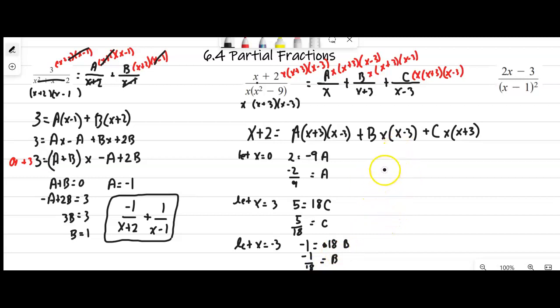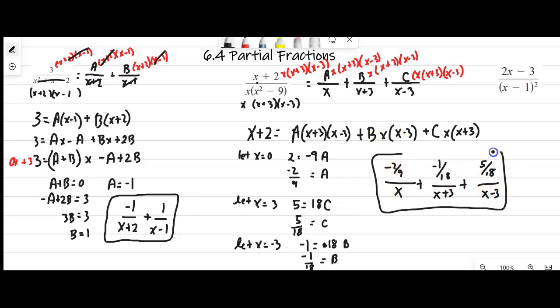And then we get to go write our answer, which is going to say something to the tune of negative 2 ninths over x, plus b, which is negative 1/18 over x plus 3, plus our c value, let's see here, 5/18 over x minus 3. And again, we have accomplished our goal of decomposing our fraction into what made our original expression.